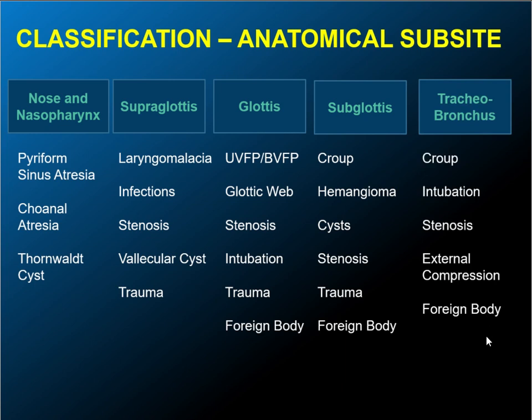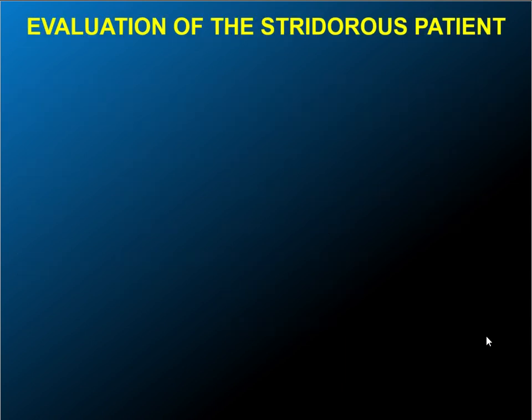And the tracheobronchial causes are croup, intubation trauma, tracheal stenosis, or due to any external compression by a neck or a chest mass, or due to foreign body. The evaluation of a stridorous patient requires an initial observation of the patient's respiratory pattern, assessment of the severity of the airway obstruction, and determination of the potential need for urgent or emergent airway intervention. History is vital in clinical evaluation and assessment.